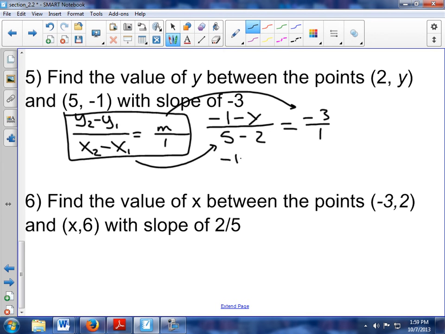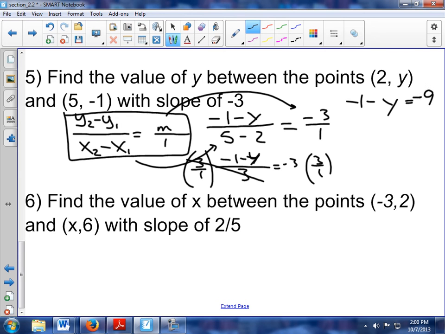I cannot do anything to the top. 5 minus 2 is 3 equals negative 3. This is a y. Now I multiply both sides by 3 because I want to get rid of this denominator down here. So I'm going to bring it up here. I have negative 1 minus y is equal to negative 9. Because negative 3 times 3 is negative 9.